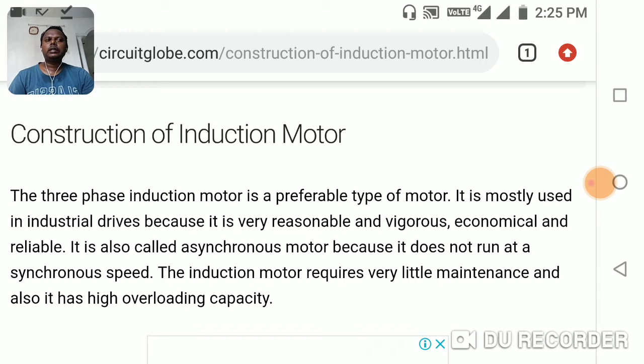Today we are going to see about the construction and its contents of the three-phase induction motor, and why the three-phase induction motor is preferred in industries and why not the other motors. These things we are going to discuss in the video today. The first thing is the construction of the induction motor. Here we are talking about the three-phase induction motor.